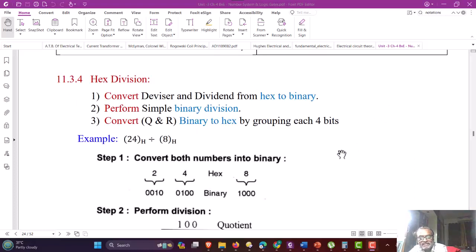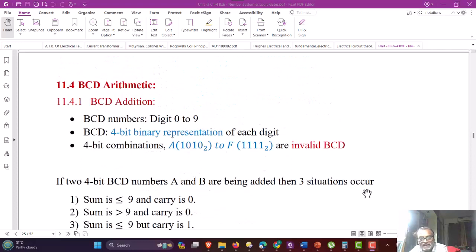Hexadecimal division. Again, like multiplication, division can be done in binary form. So first convert the hexadecimal divisor and dividend to binary form, then perform simple binary division, and then convert the quotient and remainder from binary to hexadecimal by grouping the quotient and remainder in groups of 4 bits.